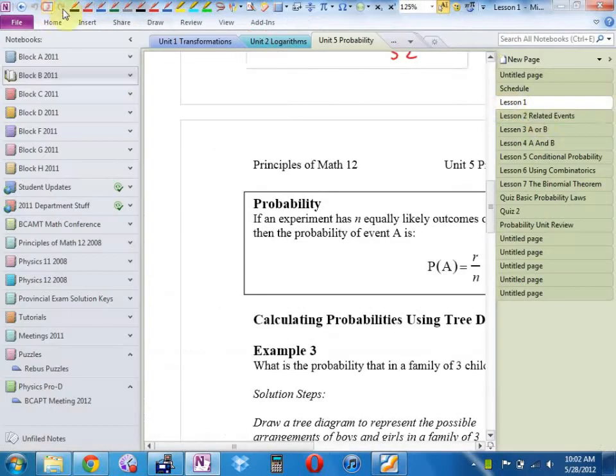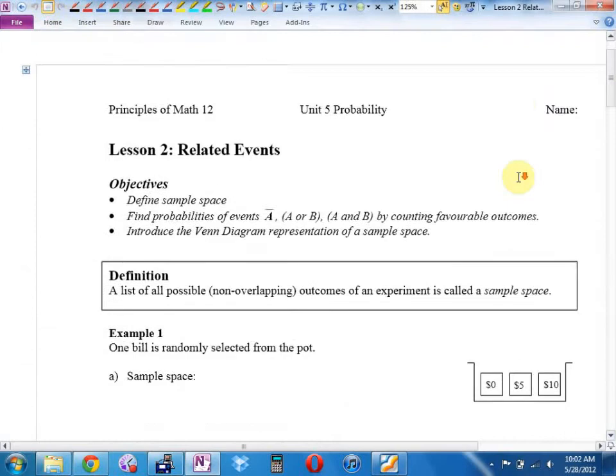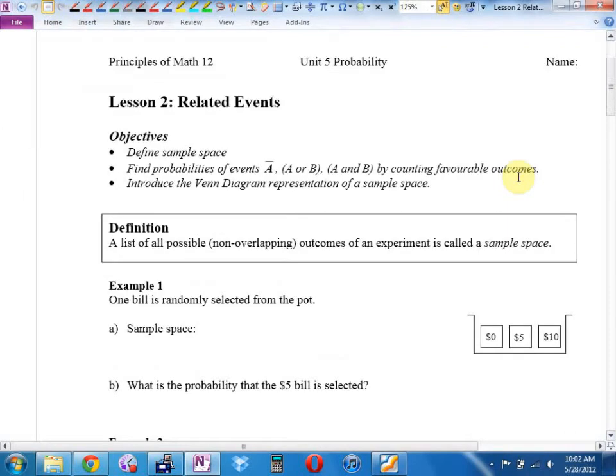We introduced the notion of a tree, and we're going to take that a little bit further today. So lesson 2. Again, some more definitions and some techniques. Can you find the handout that says lesson 2 related events?